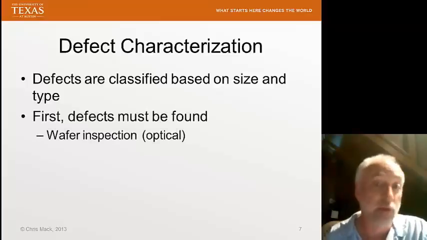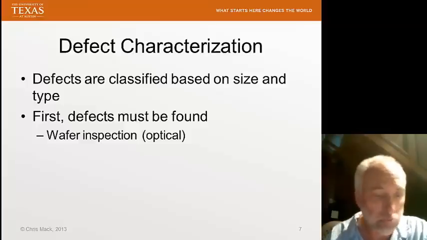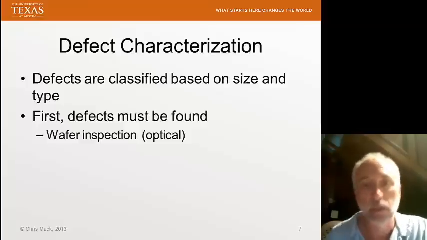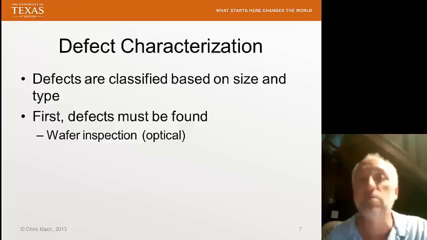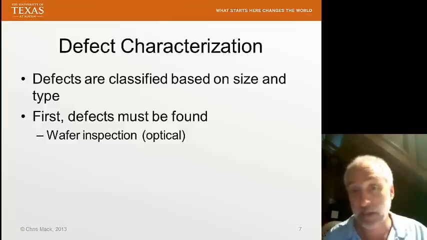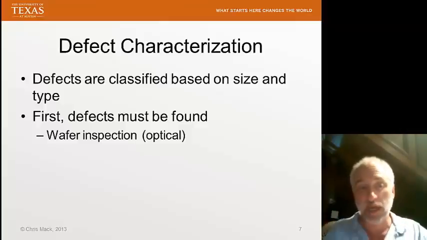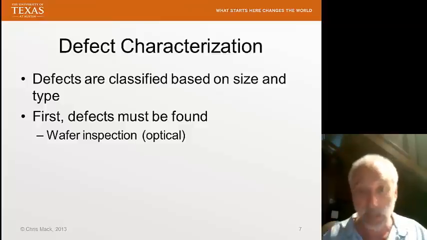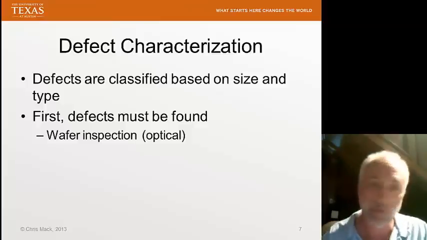First, though, you have to find the defects. We do this with wafer inspection. Often, almost always, it's an optical method. We shine light on a wafer and look for scattering or differences in the images of the wafers. If we have a wafer with 100 die, we might do a die-to-die inspection where we look at an image of one die, compare it to the image of the die next to it, and look for differences. Any difference is a defect because every die should be identical.